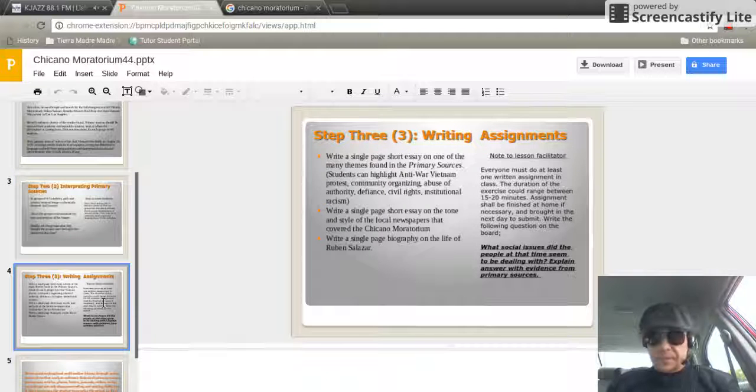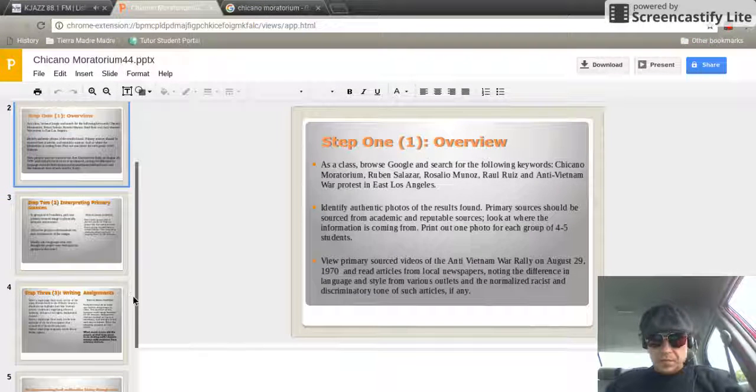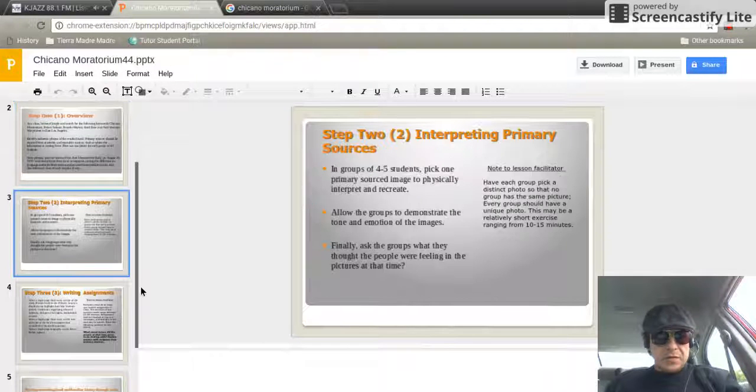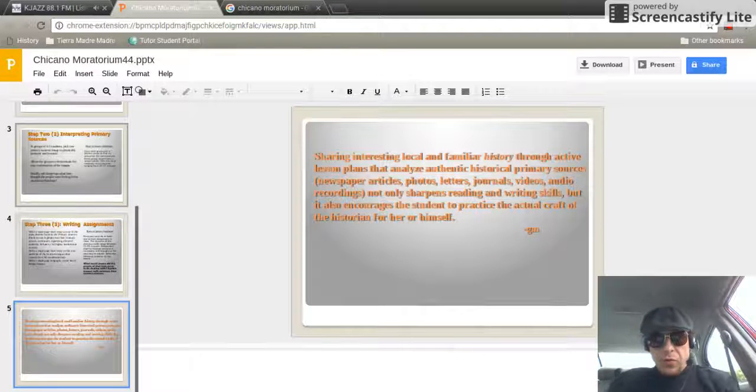And here we are at step three, the writing assignments. Write a single page short essay on one of the many themes found in the primary sources, or they can also write a single short essay on the tone and style of the local newspaper clippings that are going to be provided as well, as an option. And they can also write a single page biography on the life of Ruben Salazar. So they have some options, and I hope that this would be kind of exciting for them, kind of local.